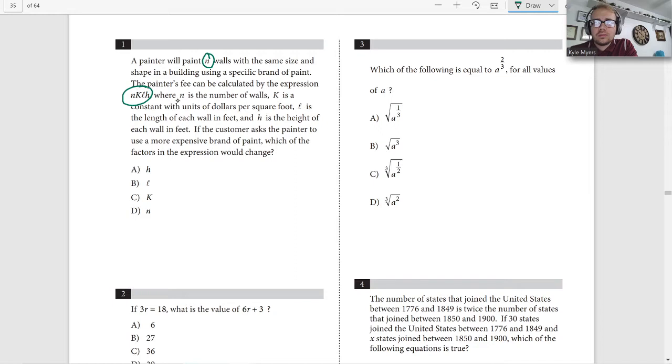I'm marking the text here. Circle all the things that are important. And then what do all the things mean? Well, N is the number of walls. K is a constant of blah, blah, blah. L is length. H is height.